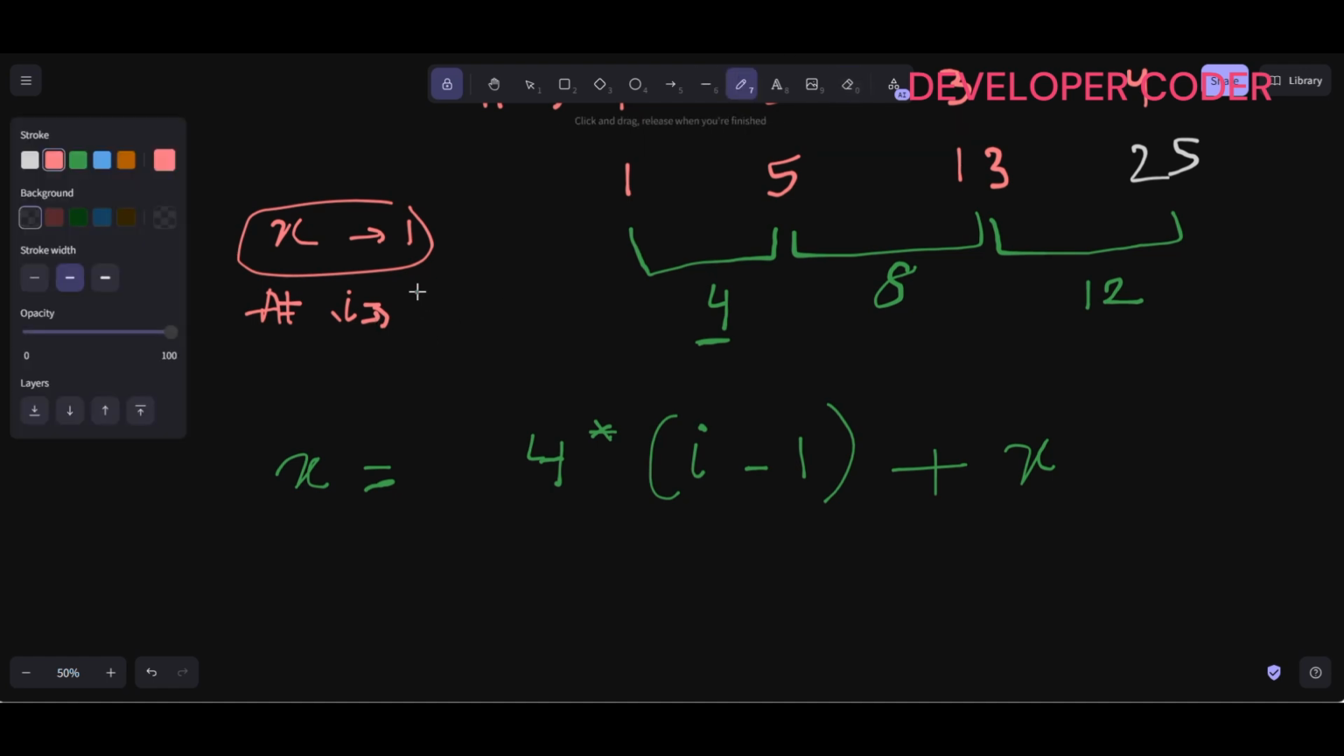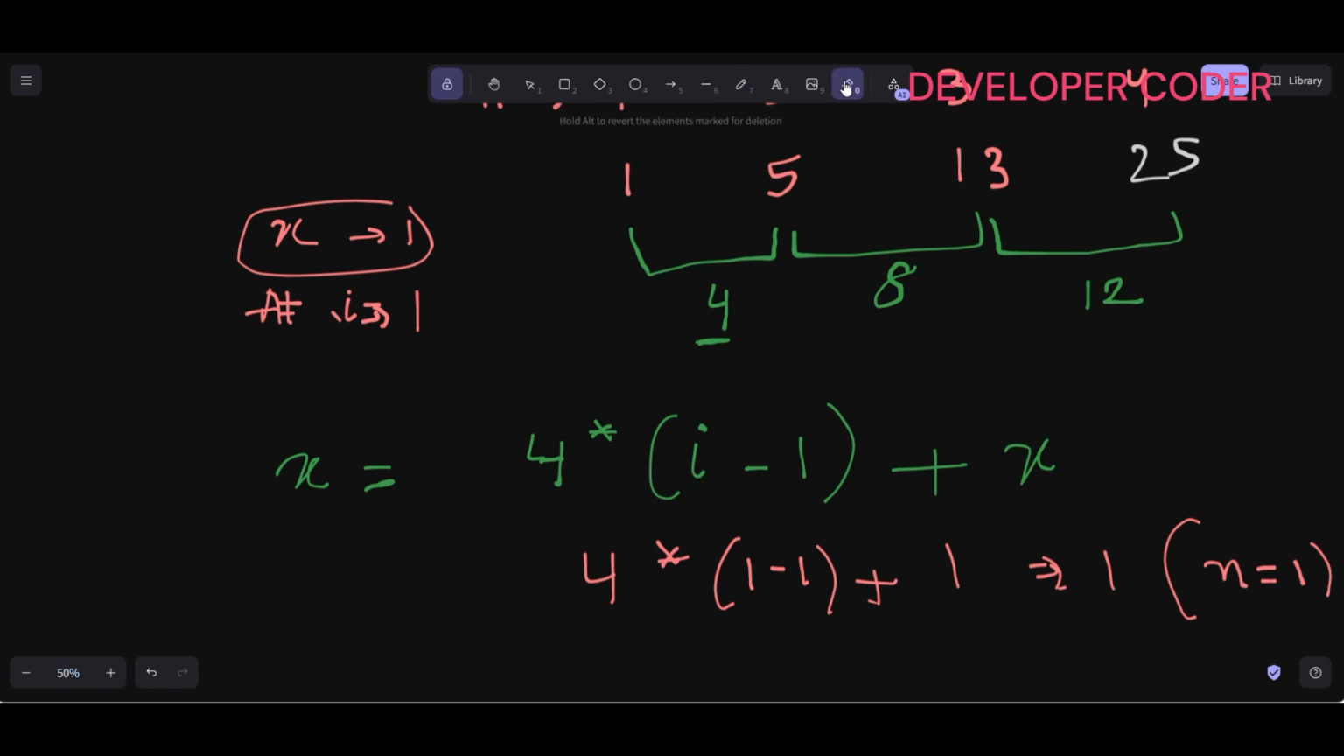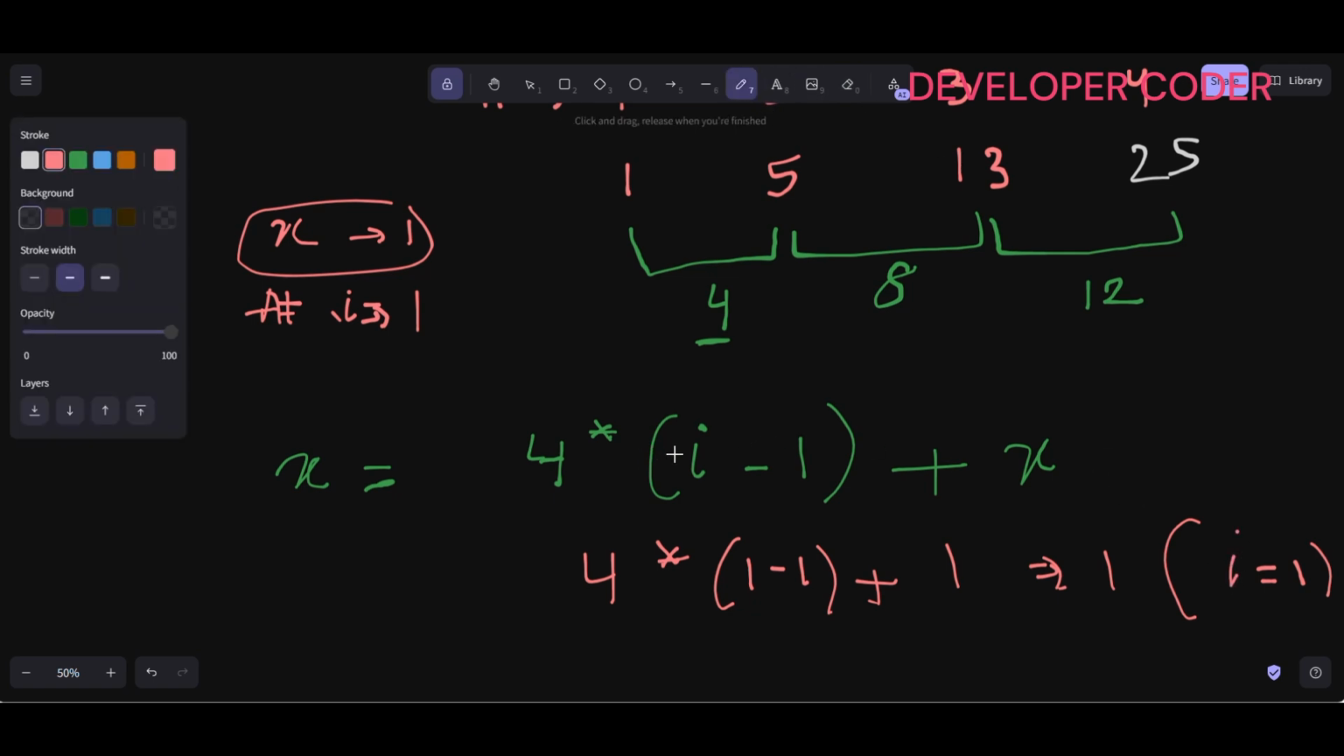Now when my I is 1, here I will get output as 1 minus 1 plus x, which is 1. So I will get output as 1 for n is equal to 1, or I is equal to 1. At I is equal to 1, my output is 1. In the question statement we have n given, so you can take n also here, but let's take I. So after the end of 1 minute my output is 1.